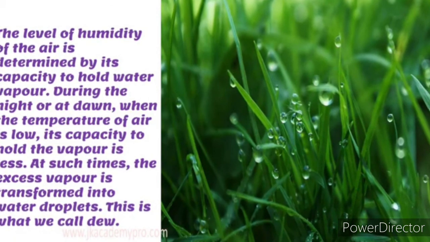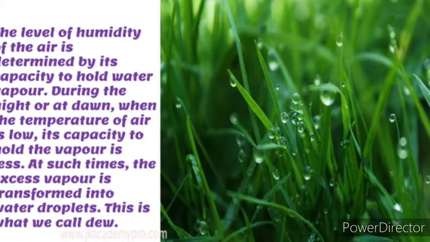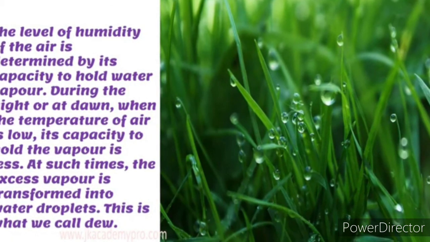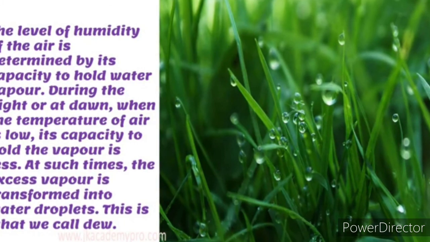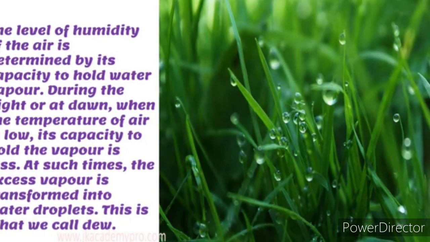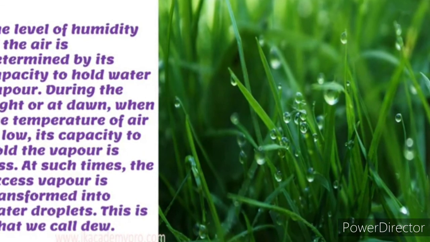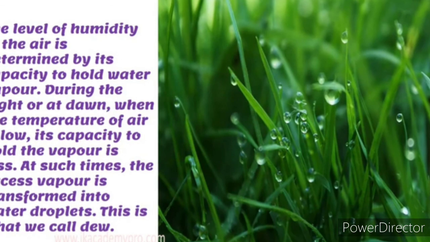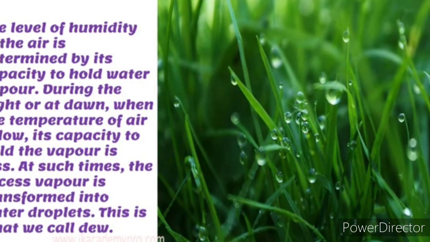During the night or at dawn, when the temperature of air is low, its capacity to hold the vapors is less. At such a time, the excess vapors are transformed into water droplets, and this is what we call dew. Dew means water droplets we can see on the grass in the morning.